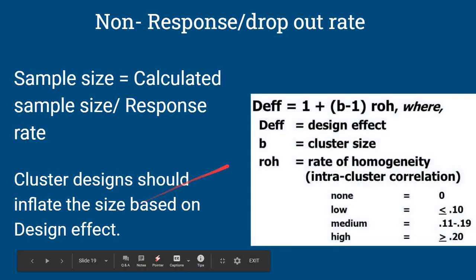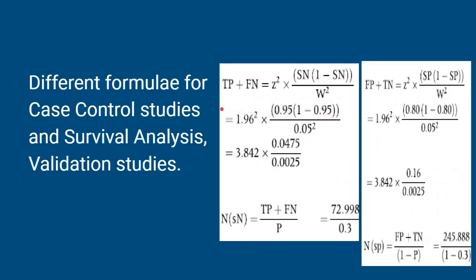Now how to calculate the design effect? The design effect is 1 plus (b minus 1) times the rate of homogeneity, where b is the cluster size and ROH is the rate of homogeneity, otherwise called the intra-cluster correlation, which will be ranged as below. And we have to remember, the sample size calculations for case control studies, survival analysis and validation studies are going to be different. Validation studies are diagnostic studies. The formula for validation studies or diagnostic studies is given here. Those who are interested can pause the video and check.